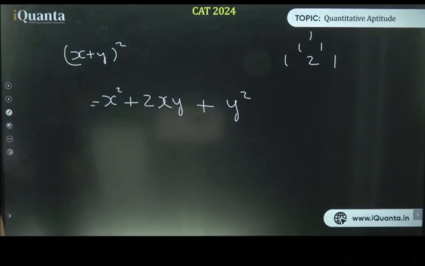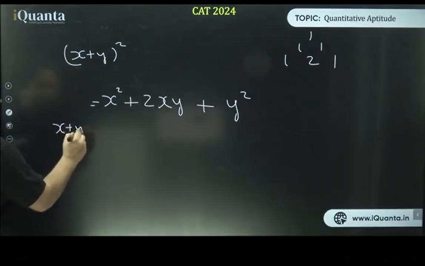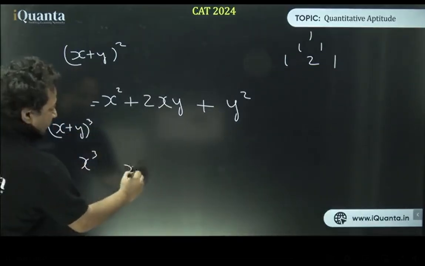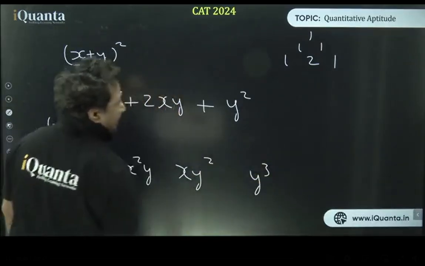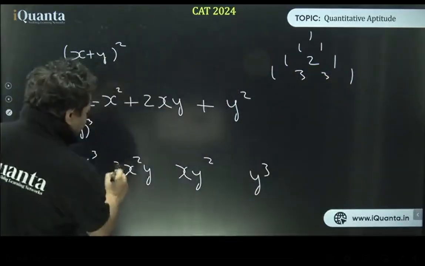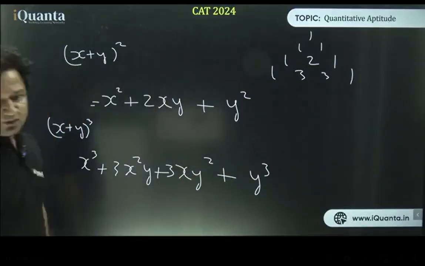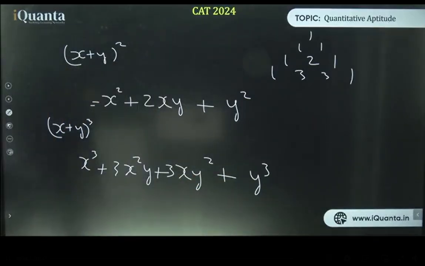Understood? Similarly, if we have x plus y whole cube, then x starts with 3, goes to 2, y becomes 1, x goes to 1, y becomes 2, x goes to 0, y becomes 3, and the third row here is 1, 3, 3, 1. That's why these are the coefficients, and this happens to be the cube of x plus y. Similarly, we can find all the powers, right? And these coefficients are basically known as binomial coefficients. Clear? These are binomial coefficients.